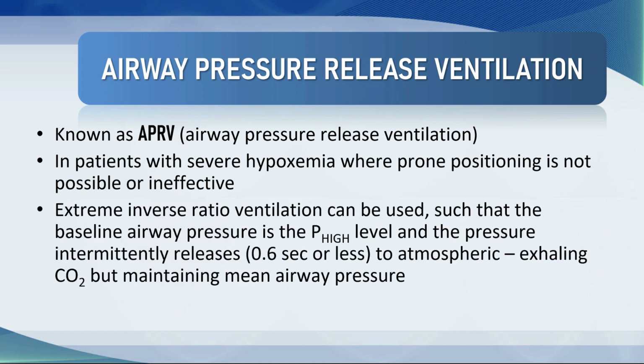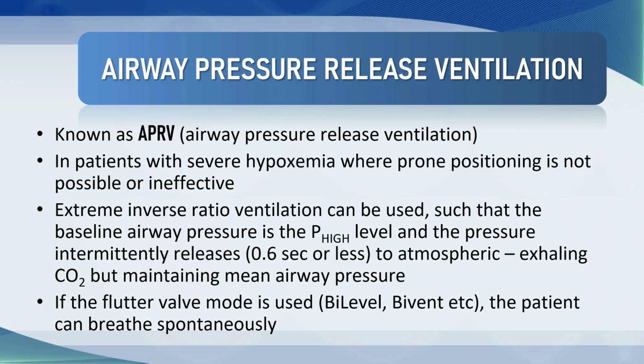It is extreme inverse ratio ventilation, such that the baseline airway pressure is the P high, the high airway pressure in bilevel, for example, or the inspiratory pressure limit in pressure control. And then that high pressure intermittently releases, for example, for 0.6 of a second or less, down to usually atmospheric pressure. The purpose of that release is to remove carbon dioxide, but at the same time maintain mean airway pressure. So it's quite analogous to CPAP with intermittent releases.